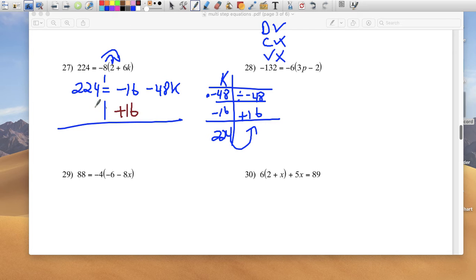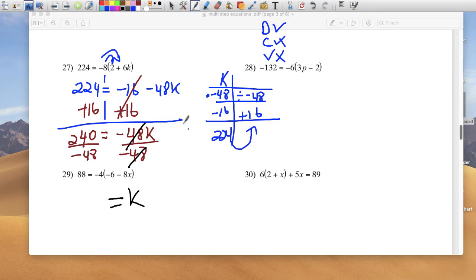Plus 16. Plus 16. These two will become 0. We got negative 48k. And over here we get negative 240. Divide by negative 48. Divide by negative 48, right? So that allows us to isolate the variable. The variable is going to be all by itself, which is what we wanted in all these problems. And 240 divided by negative 48, it looks like 5. Negative 5. Yeah, it's negative 5.